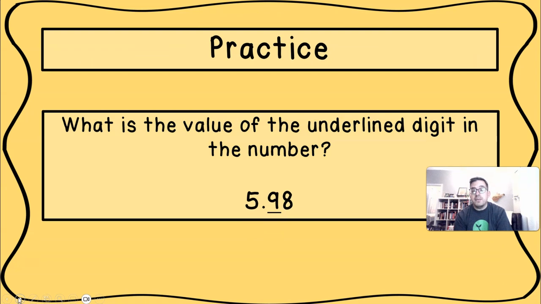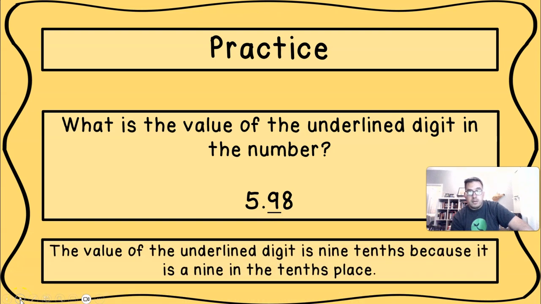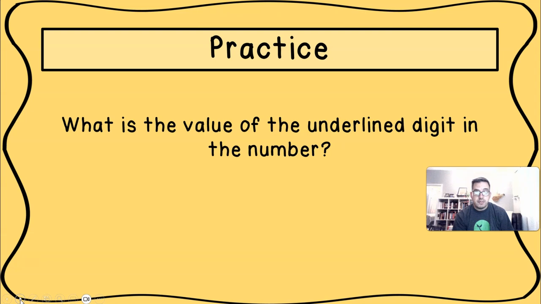So what is the value of this underlined digit? Well, if we look, we can see that we have a whole number of 5, the decimal point, and then 98. So we read this number 5 and 98 hundredths. The 9 is in the tenths place, so the value is 9 tenths. And it says here the value of the underlined digit is 9 tenths because it is a 9 in the tenths place.